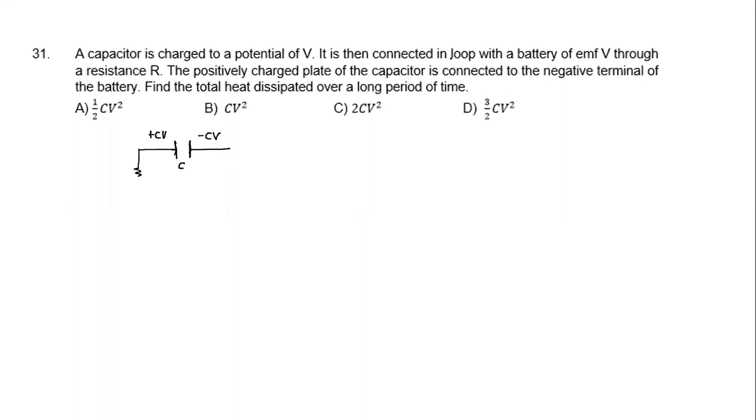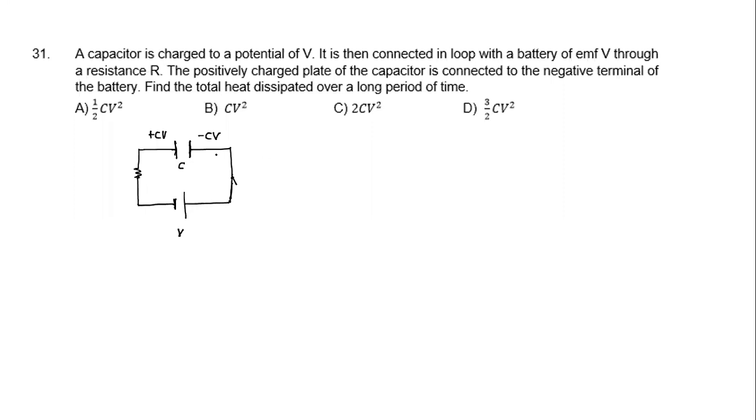How is it connected to the battery? Through a resistance. The positive charge plate of the capacitor is connected to the negative terminal of the battery. And the potential difference of the battery is also V. So this is how it is connected. Maybe there was a switch. How much is the heat dissipated?